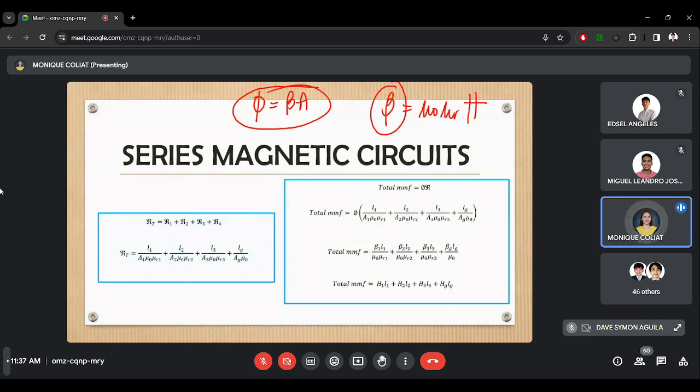In a series magnetic circuit, we have different formulas you can use. Here we have the total reluctance.